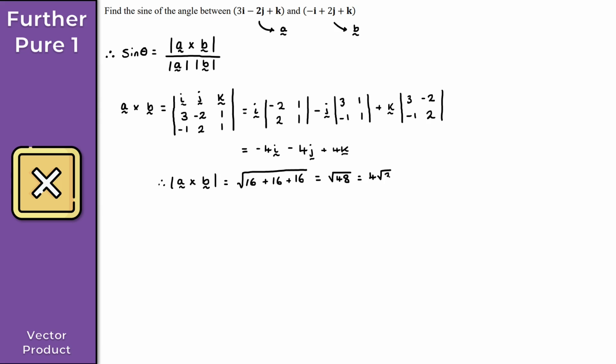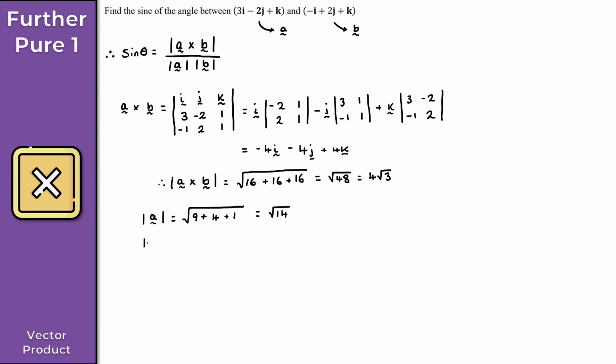Okay. So what we've evaluated here then is my numerator. Now let's evaluate the denominator here then. So we've got the magnitude of the vector A times by the magnitude of the vector B here. So for the magnitude of the vector A, again, this will be the square root of 3 squared plus minus 2 squared plus 1 squared. So I get 9 plus 4 plus 1. And if we evaluate this, this gives us the square root of 14. Obviously we can't simplify that, so we'll just leave it as it is.